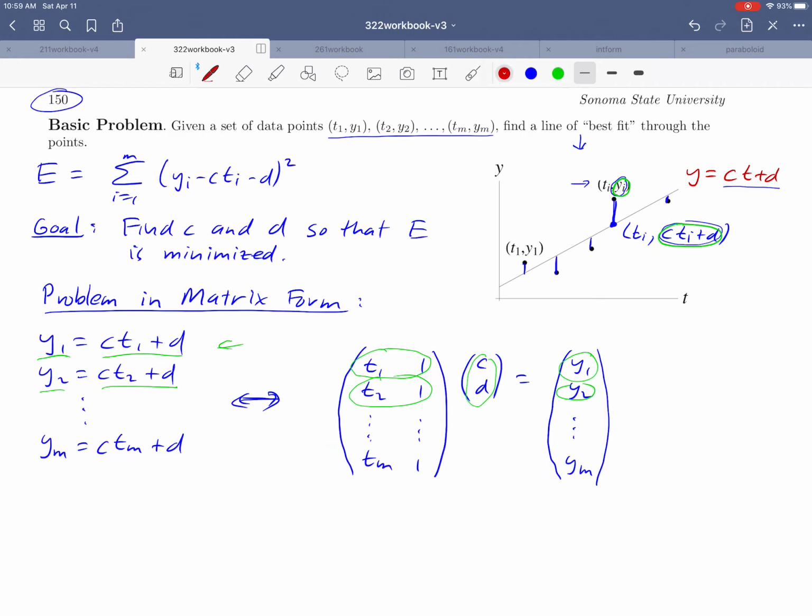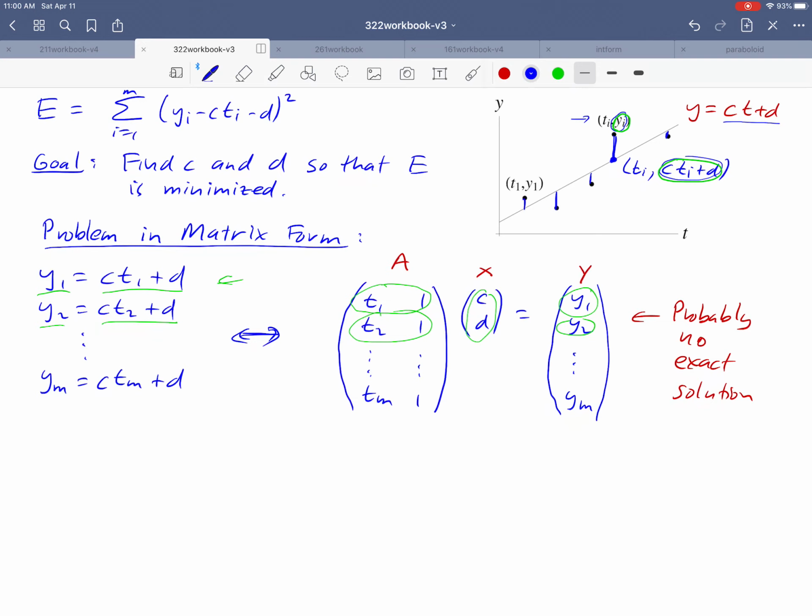Okay, I'm going to give these pieces names here, so we'll call this matrix A, this vector x, and this vector y. And just to reemphasize, there probably isn't an exact solution to this problem. If there were, it would mean that all of our points lie on one line, and they probably don't. So we'll just point that out. There's probably no exact solution here. So what we're seeking is the best possible approximation, the closest thing that we can get to a solution, that's going to minimize the error.